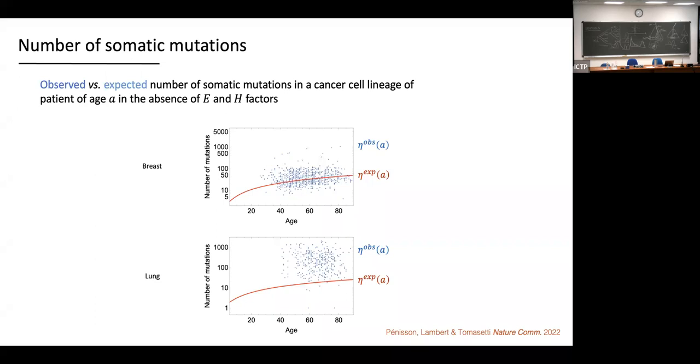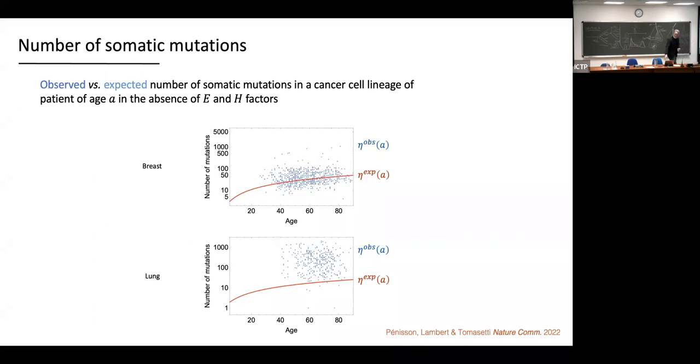Maybe not so in lung, for a very simple reason: here we are modeling just the normal accumulation of mutations. But when you look at a lung cancer patient, a lot of the effect is due to smoking, which we had not included in our prediction, right?